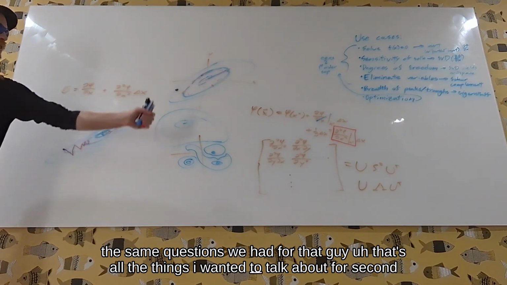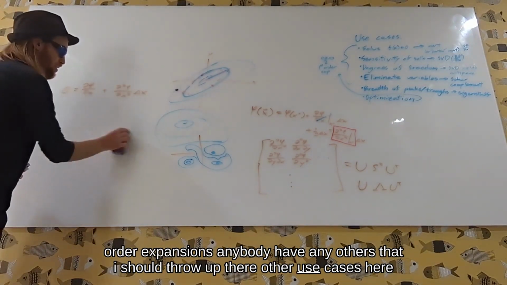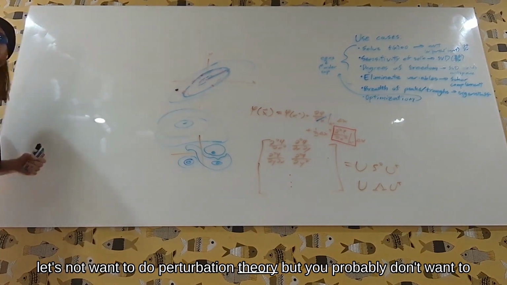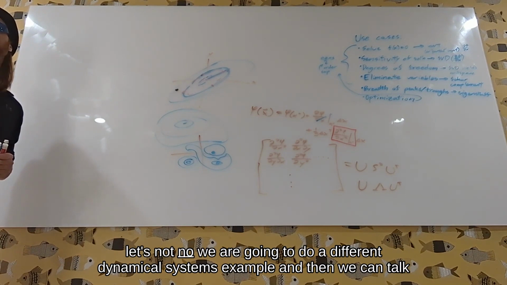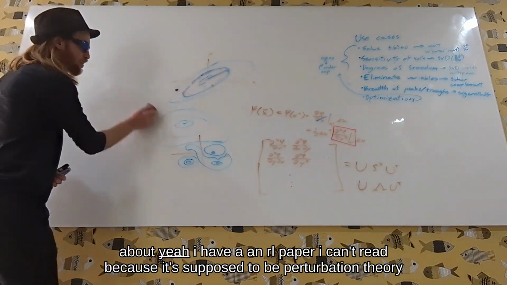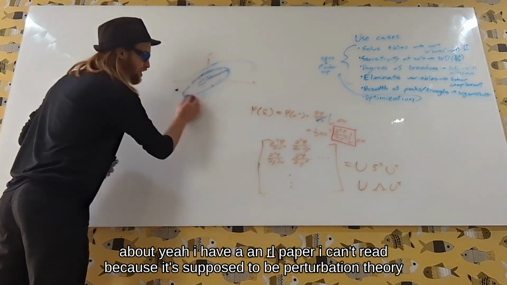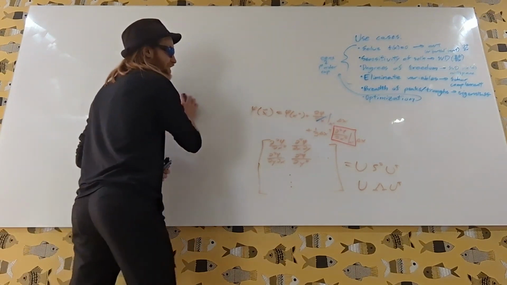That's all the things I wanted to talk about for second order expansions. Anybody have any others that I should throw up there? Other use cases here? I kind of want to do perturbation theory, but you probably don't want to. We are going to do a different dynamical systems example, and then we can talk about perturbation theory. We have an RL paper I can't read because it's got some perturbation theory. So if you can explain this to me sometime, that would be great.